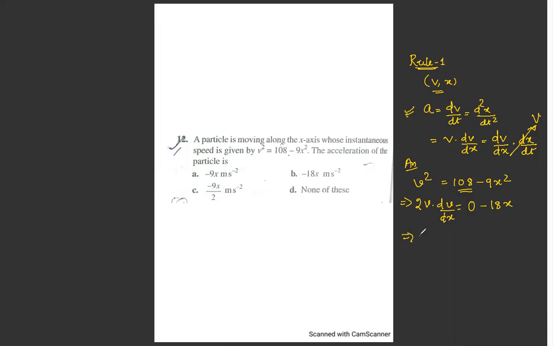So now we are going to get v dv by dx is equal to minus 9x, right? Okay. So this is our acceleration. Acceleration is minus 9x meter per second square. So this is the answer. So immediately you start to differentiate the equation with respect to x.